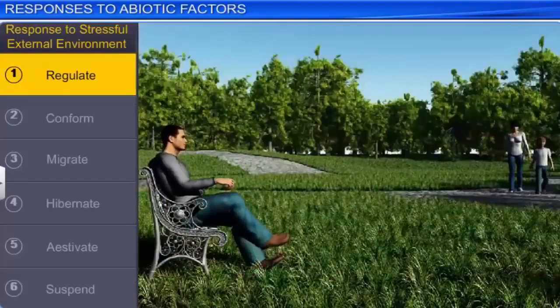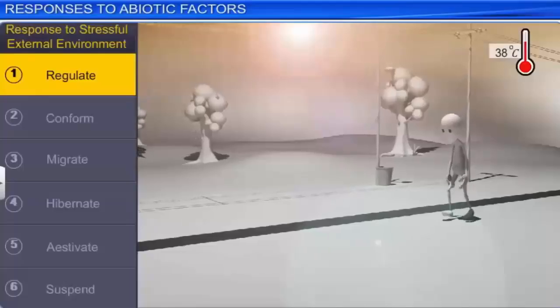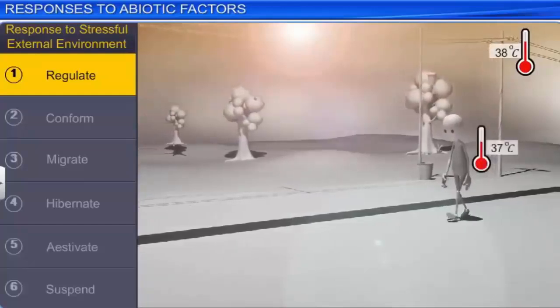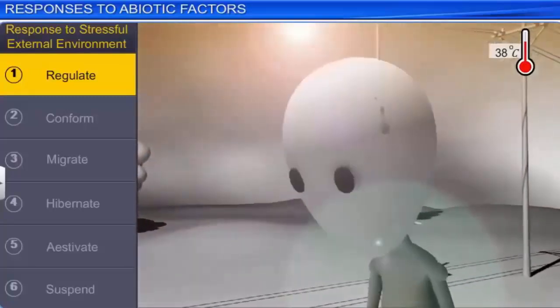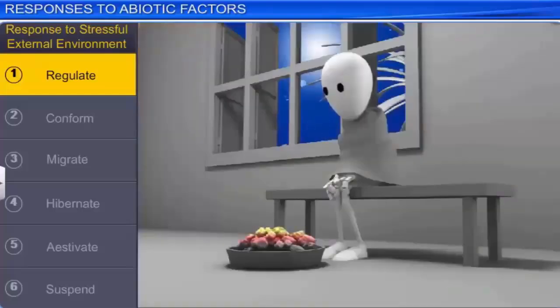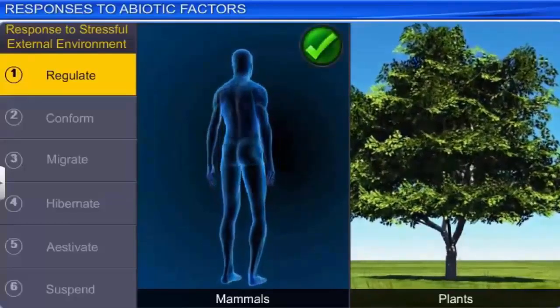For instance, human beings are capable of regulating their body temperature and maintaining it at 37 degrees Celsius. For example, in summer, when the external temperature is more than our body temperature, we perspire a lot. This results in evaporative cooling, which lowers our body temperature. Likewise, in winter, when the external temperature is much lower than our body temperature, we shiver. Shivering generates heat and raises our body temperature. Such a mechanism is seen in mammals, but is absent in plants.